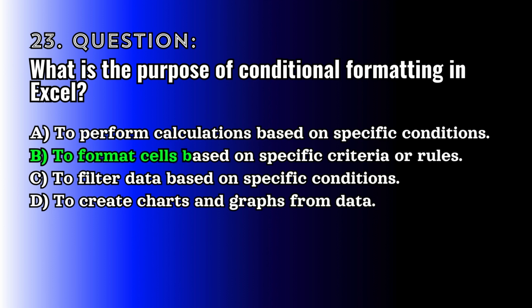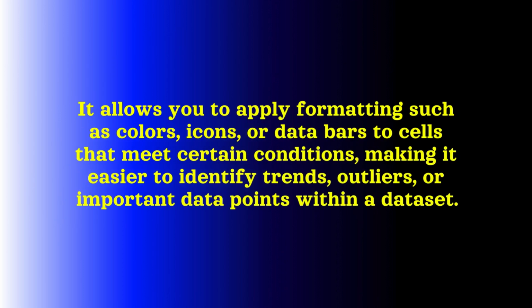So the right answer is option B. To format cells based on specific criteria or rules. It allows you to apply formatting such as colors, icons, or data bars to cells that meet certain conditions, making it easier to identify trends, outliers, or important data points within a dataset.